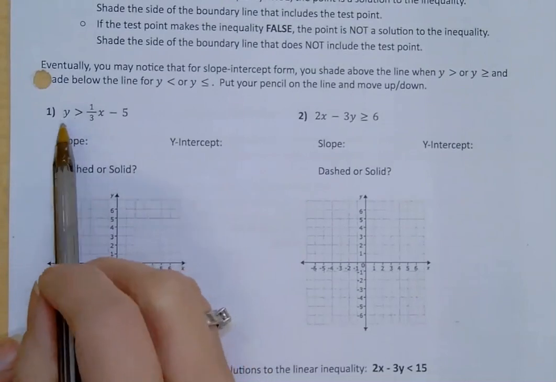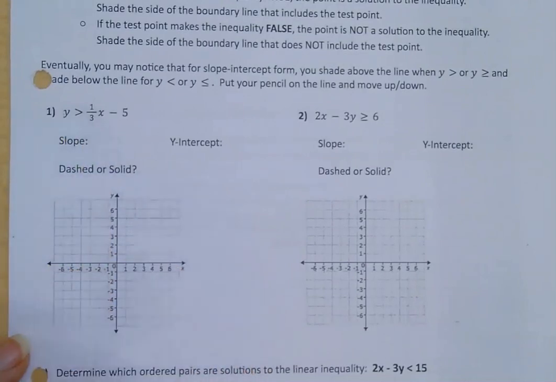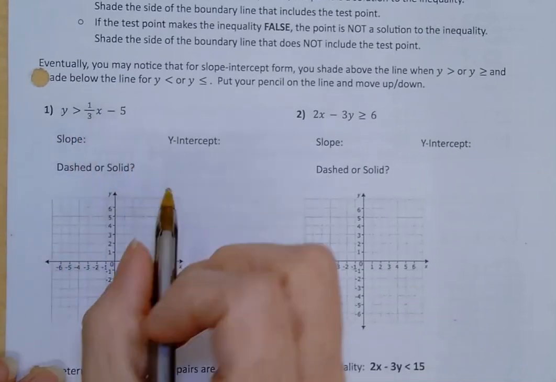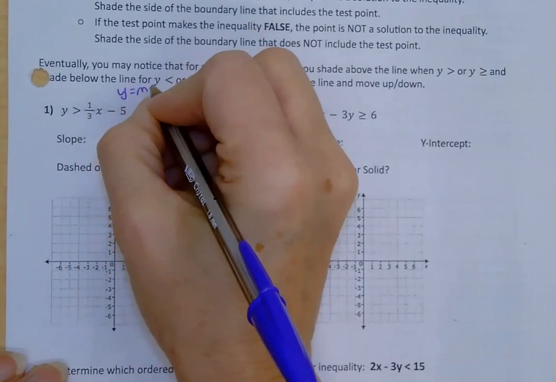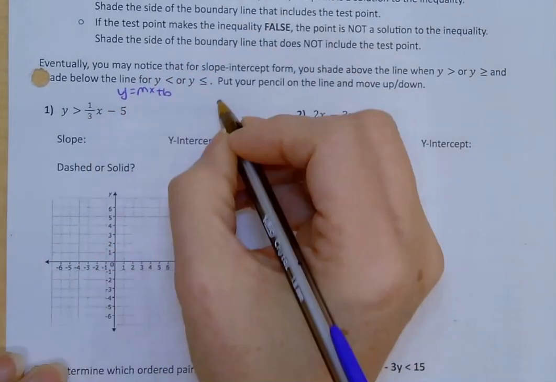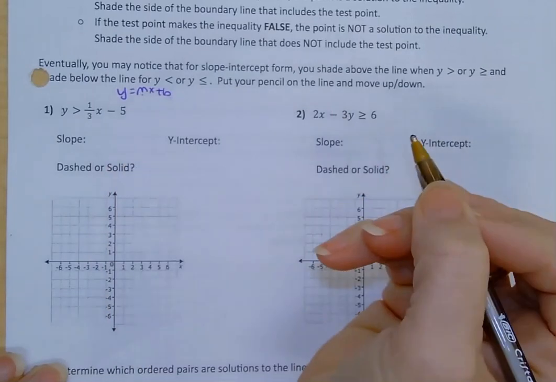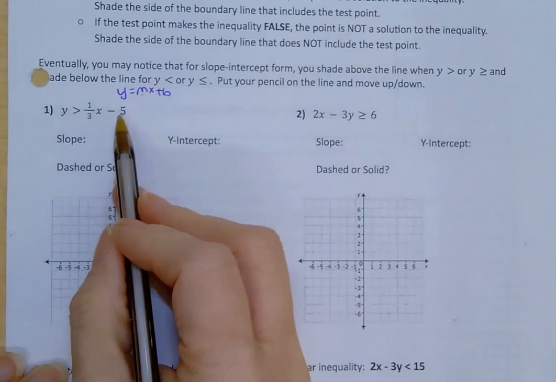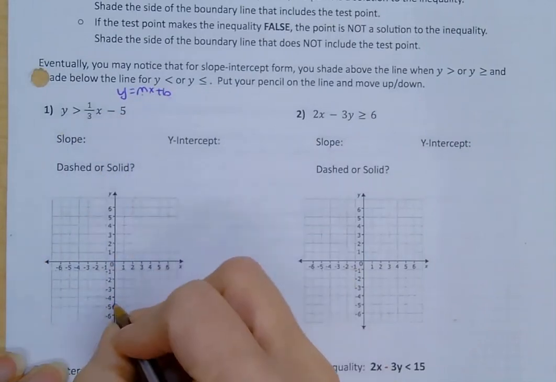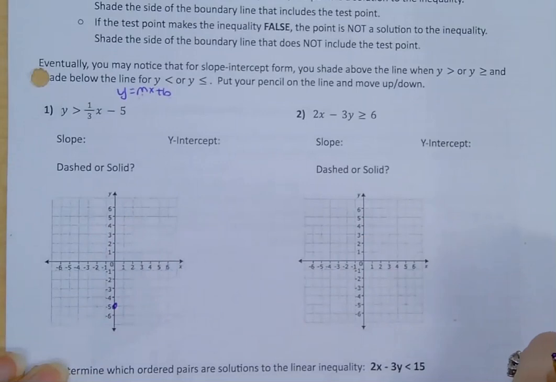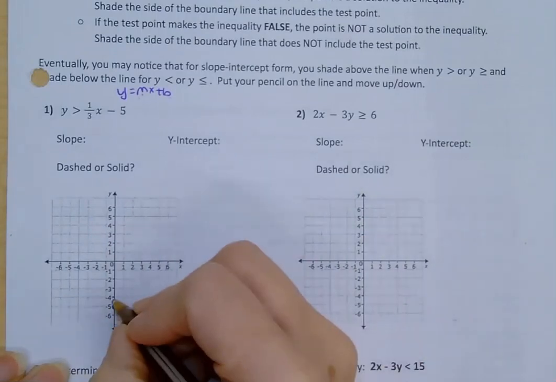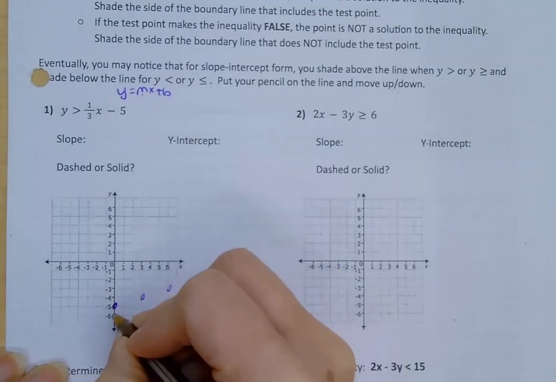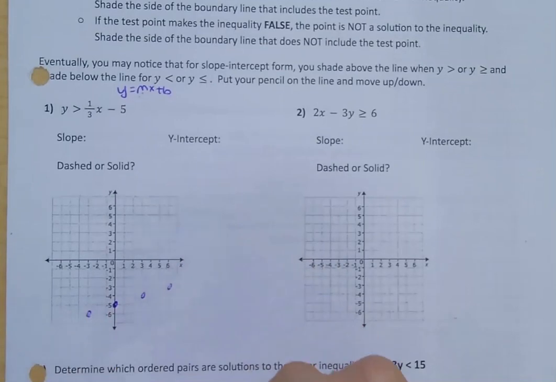Okay, I have y is greater than 1/3 x minus 5. This is already in slope-intercept form. Remember, that's y equals mx plus b if we're talking about an equation. So I have a y-intercept and a slope that I'm going to use. I'm going to plot this boundary line. I'm going to start at -5, right there. My slope is 1/3, so I'm going to go up 1/3, up 1/3.